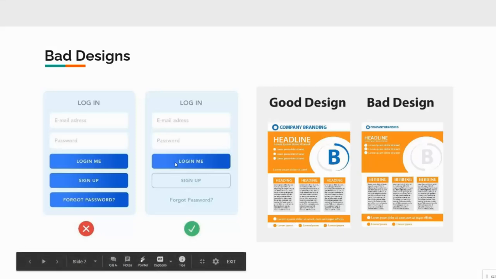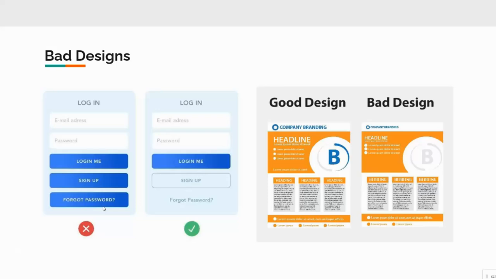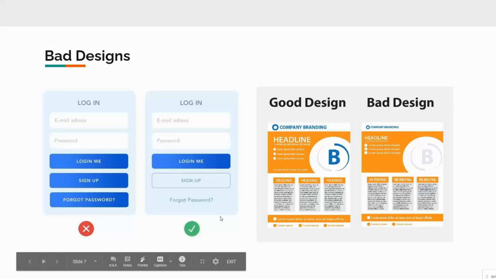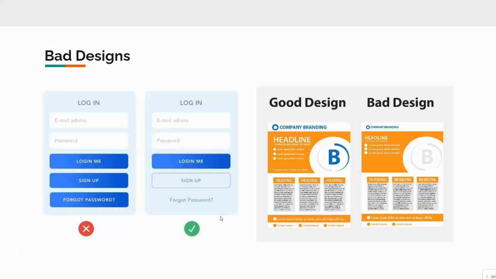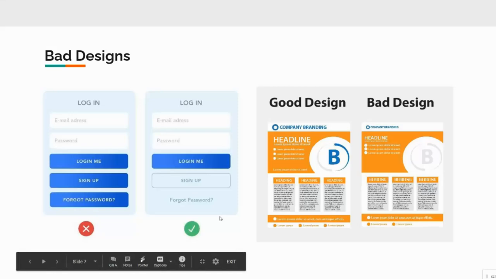Another set of good and bad design. If you try to observe this one, the left side is considered the bad design because all of the important buttons are shaded. While ideally, based on conventions, the design should be like this, as you can see, only the login button is shaded. There is no shading on sign up. Because ideally, when you visit a site, it's assumed that you visit the site because you have an account on that site. So only the login button is shaded blue.